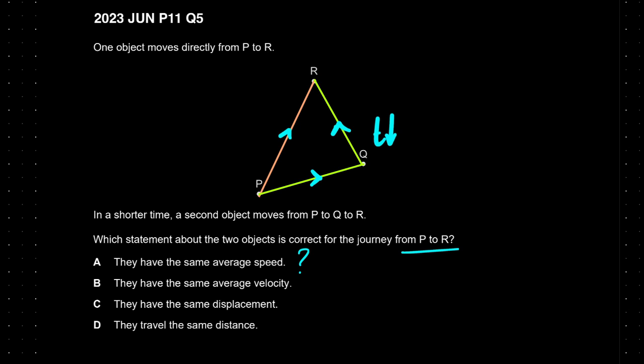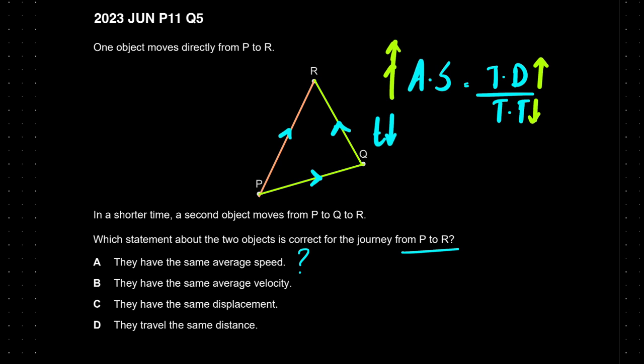Because if you think about it, average speed is total distance over total time. This one does some distance. This one obviously does more distance, but in less time. Its average speed is going to be greater. If I just write this out, average speed is total distance over total time. If I talk about the journey in green, it covers more distance, obviously, because it goes through more of a length, and it also takes less time. So overall, the average speed is going to be greater. So this cannot be the case.